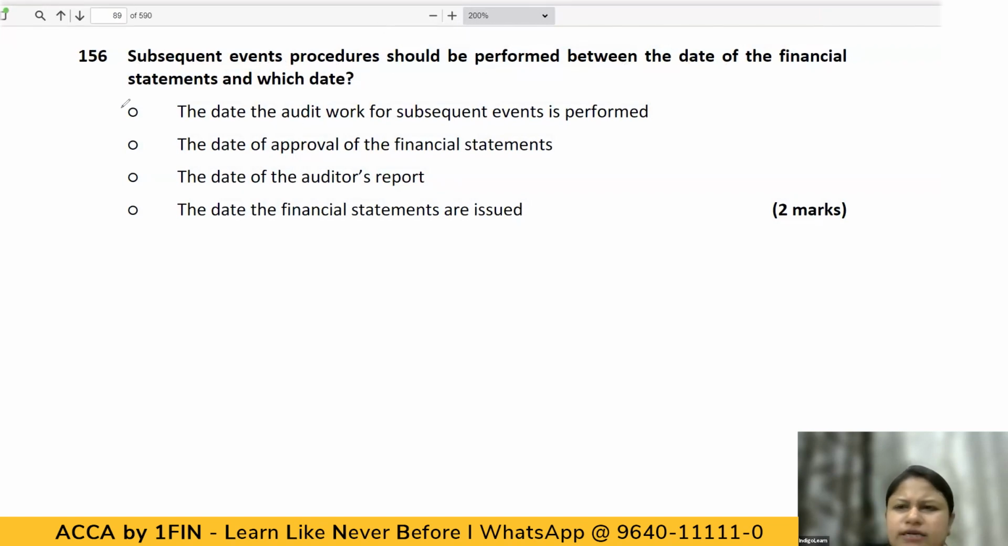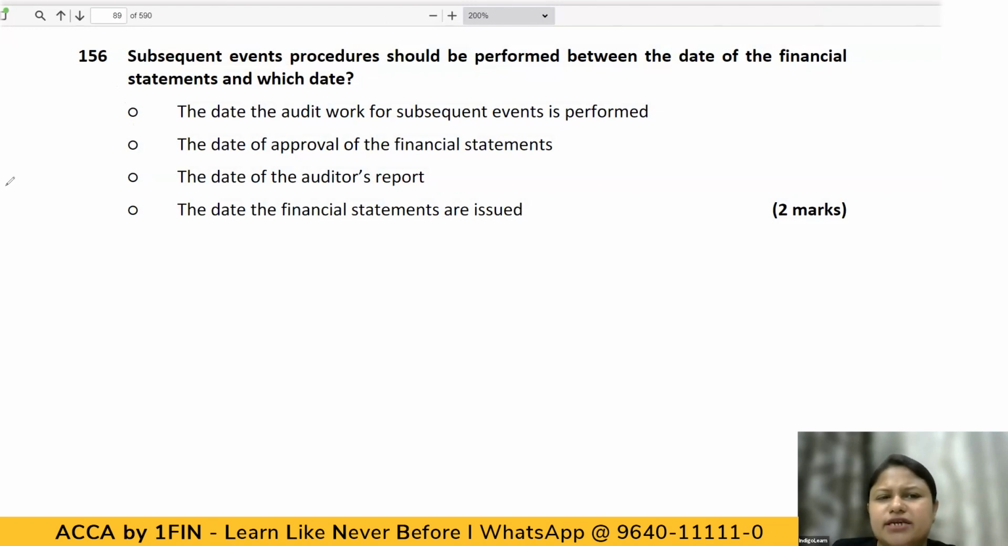For this, you don't have to read the case study at all. As I told you in the very beginning, when I gave the introductory classes for this subject, many a time you really don't have to read the entire case scenario to answer a few of the questions. So this has nothing to do with the case scenario. The question is based on the concept of subsequent event.